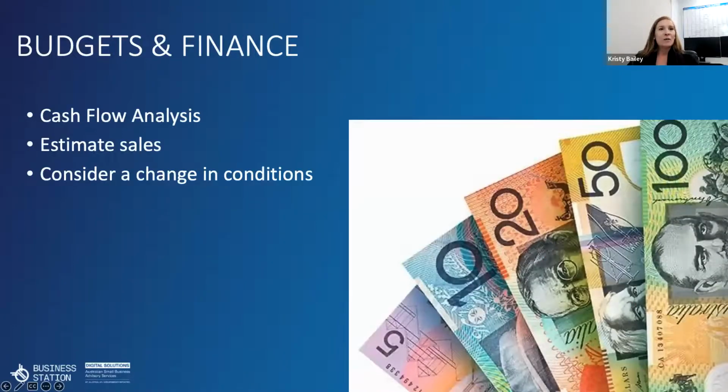Okay, so now on the budgets and finance side of things, you should obviously have financial information in a business plan. All business plans will include financial information, and that will start with a cash flow analysis. You'll also be estimating sales in there, and you have to have a look at assumptions, how those assumptions are made and how changes might affect your overall business plan.